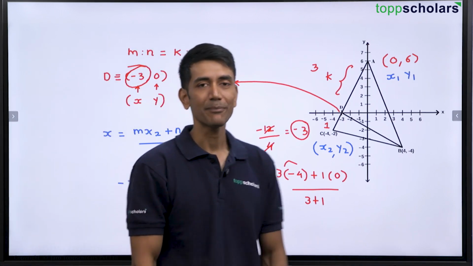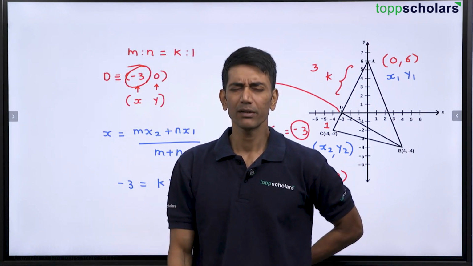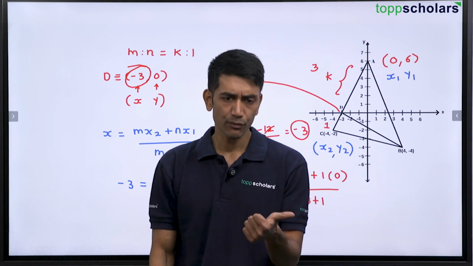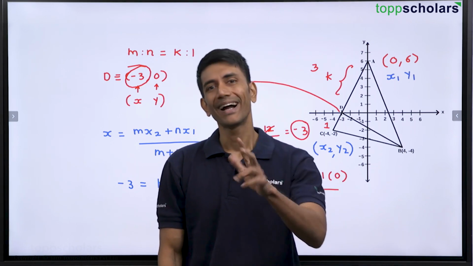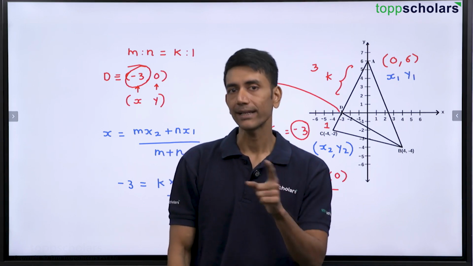So I hope you have understood this chapter on section formula and midpoint formula. Very simple, very straightforward. All you need to know is section formula. All you need to know is midpoint formula and some formula to find out the slope of the line and equation of the line. That's it.